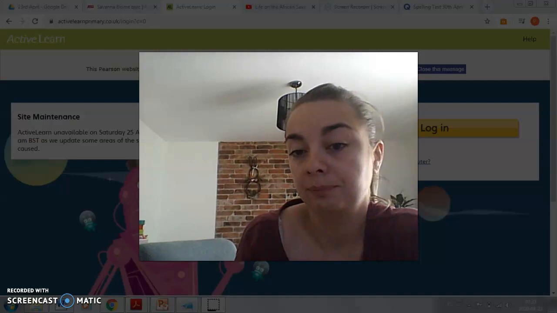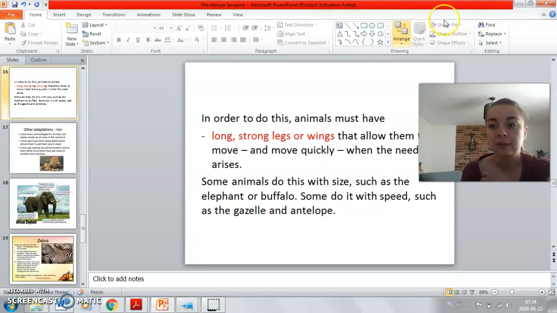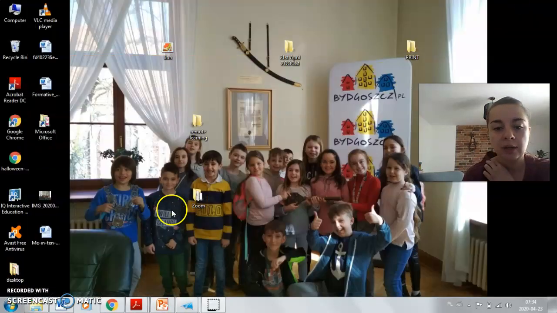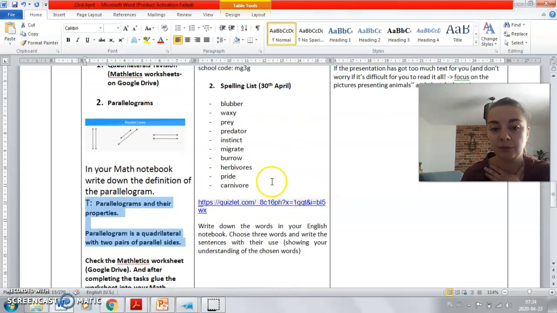Read one book on Bug Club, and then in your English notebook, sorry, I want you to write down the next 10 words for the next spelling test. You will find them here.